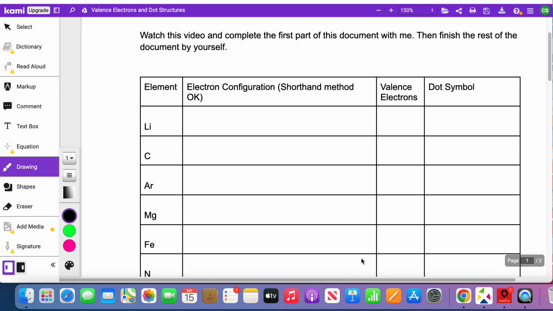Okay, this video is about how to write electron configurations, then determine the number of valence electrons, and then draw the dot symbol.